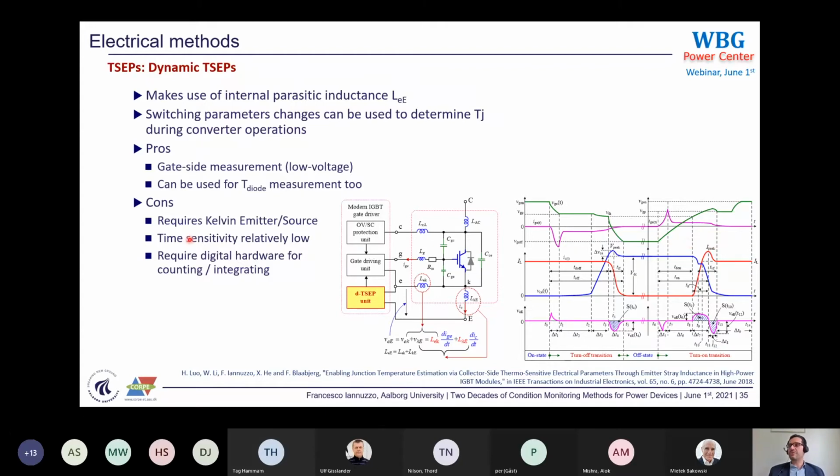There are also some cons, of course. You need relatively accurate time detectors for the timing part, otherwise your sensitivity is low. Or you need the digital hardware for integrating when you need integrals, as I mentioned before, which is quite an expensive thing.